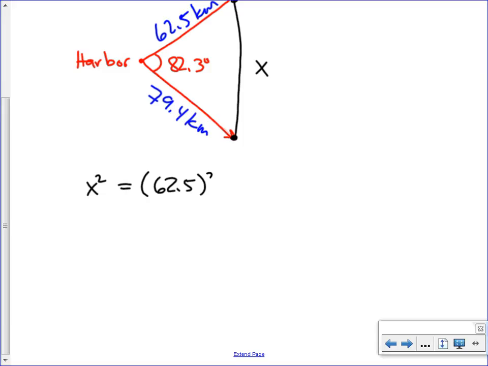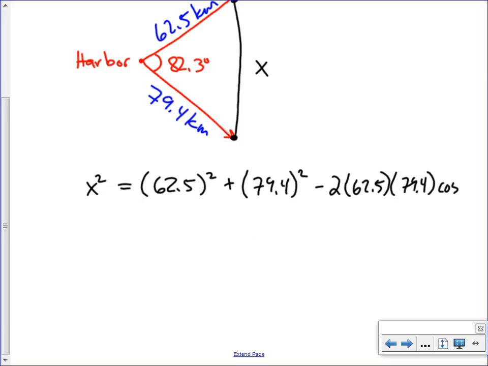62.5 squared plus 79.4 squared minus 2 times 62.5 times 79.4 cosine of 82. That's why it's so good.